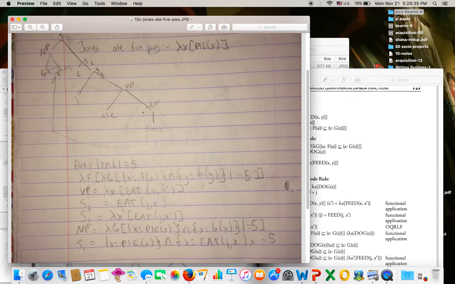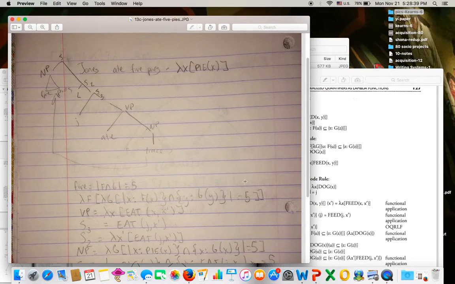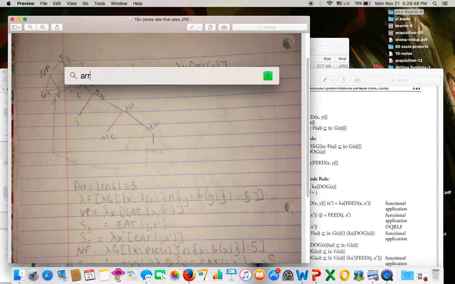Okay. So the thing is, if you think about the denotation for eat, let me actually write that out because I don't have it on here. So eat, we want to say, sorry, hang on one second.